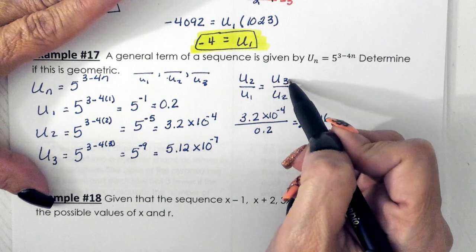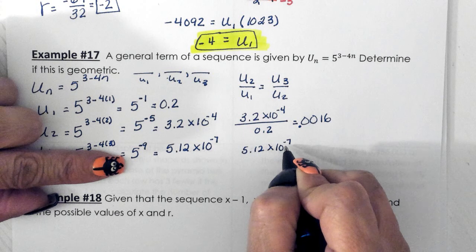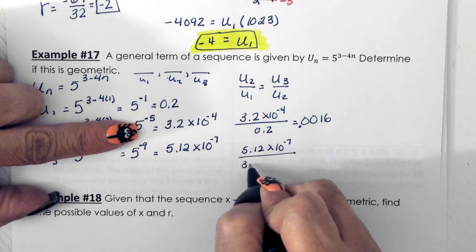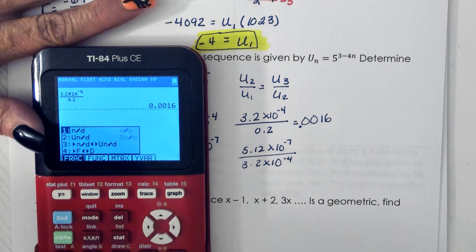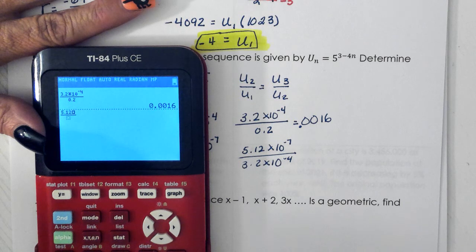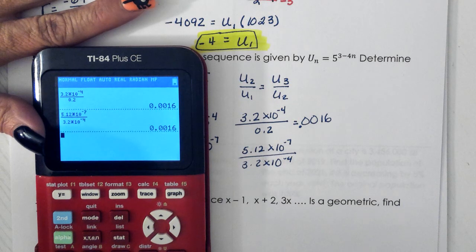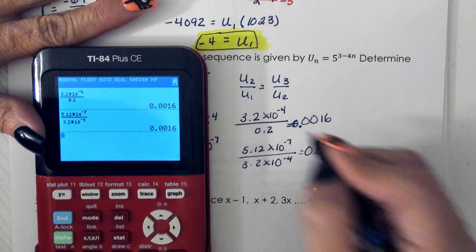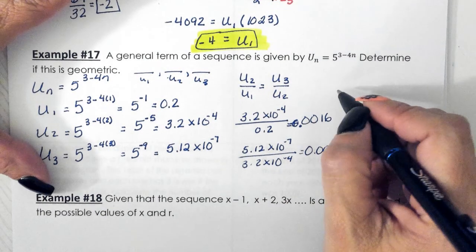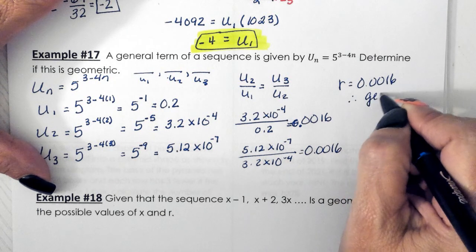Now let's do the next one. Let's do the third one. So I'm going to do 5.12 times 10 to the negative 7 over the term before it, which is 3.2 times 10 to the negative 4th. So that's 5.12 times 10 to the negative 7 over 3.2 times 10 to the negative 4. Oh, looky there. 0.0016 again. I should have put my 0 there. Okay, so they have the same common ratio. So the common ratio is 0.0016, therefore geometric.